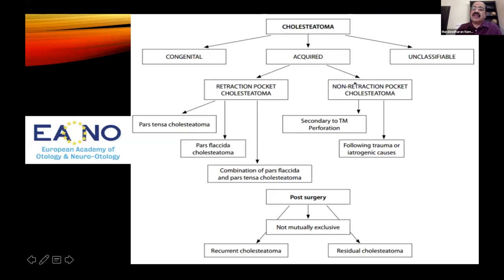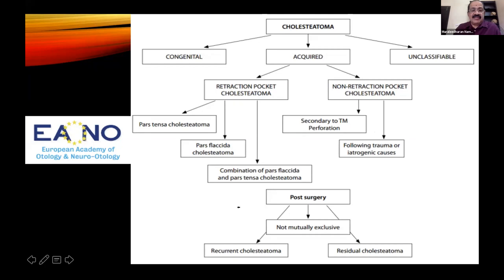This non-retraction pocket cholesteatoma or the secondary acquired cholesteatoma, secondary to the perforation or following trauma or surgery. Whereas the retraction pocket cholesteatoma, there can be 3, the pars tensa, the pars flaccida, or a combination of pars tensa and pars flaccida. And the unclassifiable or the post-surgery, either it may be a recidivism or a recurrent cholesteatoma. This is an accepted classification.